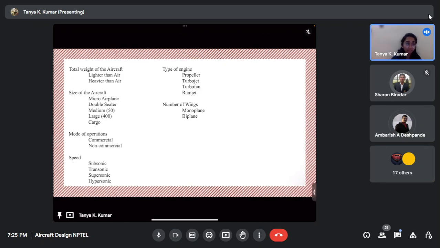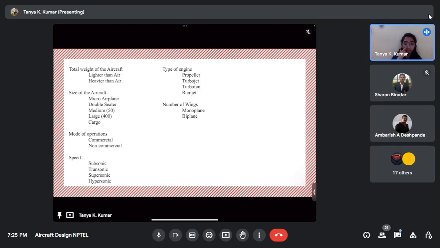Correct? So yeah, balloons. Then, depending on the size of the aircraft, we have micro airplane, single seater, double seater, medium aircraft seating 50 passengers, large aircraft 400 passengers, cargo aircraft, all of those things. Then, based on the mode of operations, commercial, non-commercial, or military, based on whatever mission that you're going for, you have different classifications of aircraft.